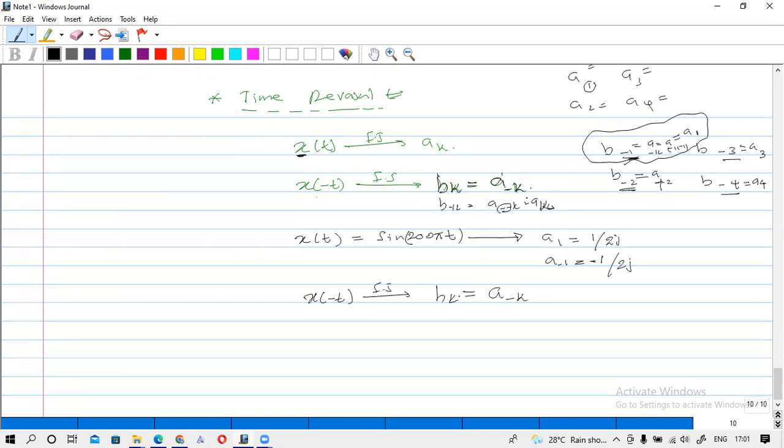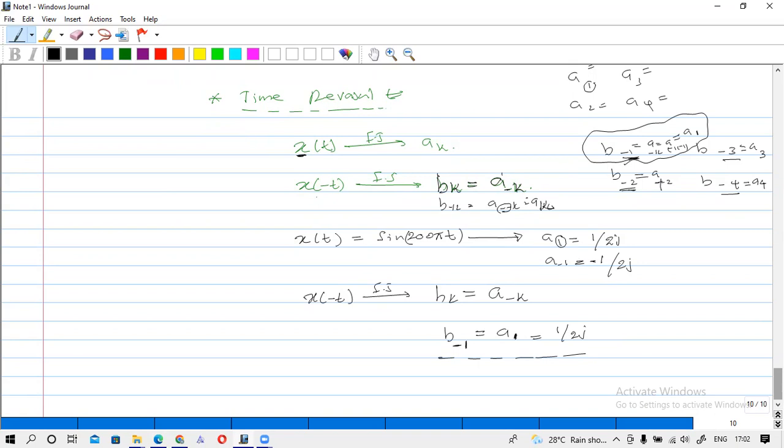So what are the k values available? You can see that we have a1 and a minus 1. So this one is a1. That means we should have b minus 1. Correct? Because b minus 1 means a minus minus 1, which is a1. The k values are interchanged. So here we have b minus 1, and b minus 1 is equal to a1, which should be 1 by 2j.